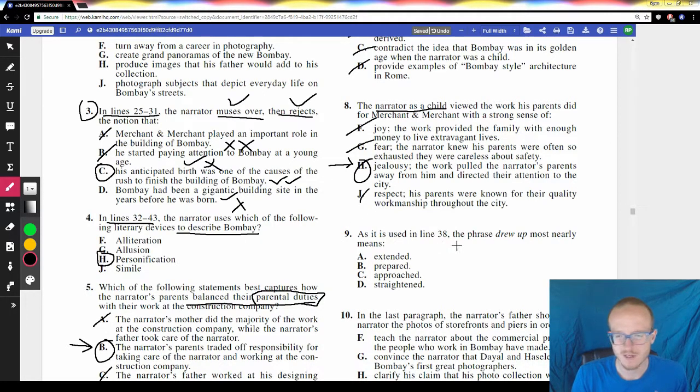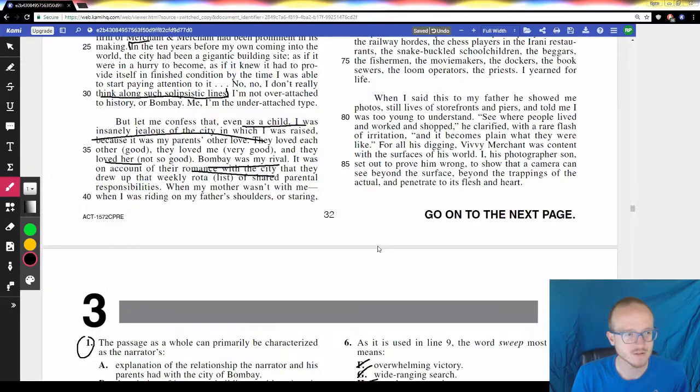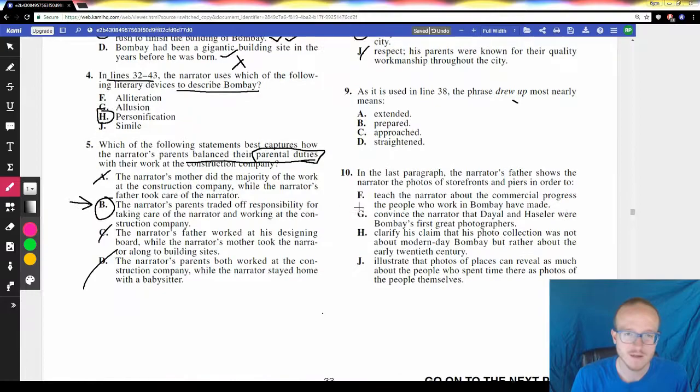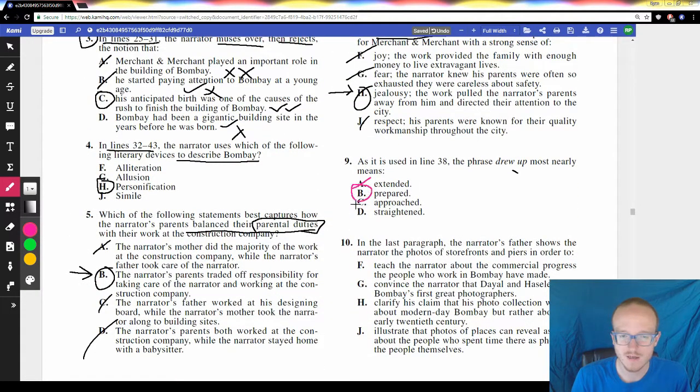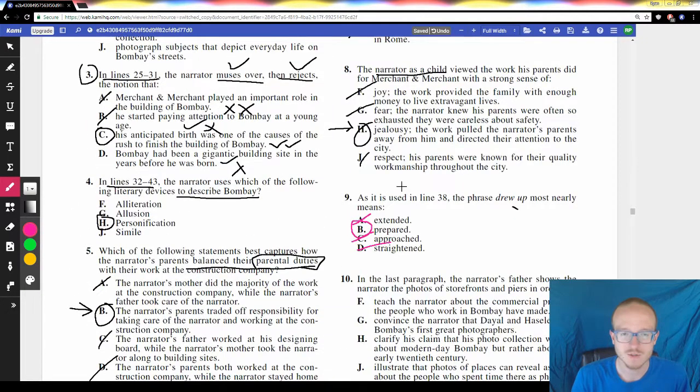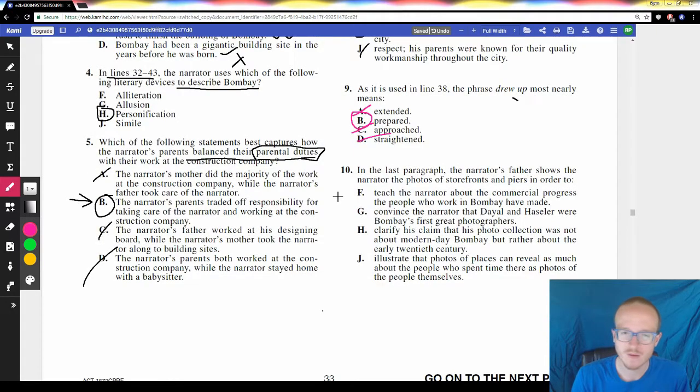As it's used in line 38, the phrase "drew up" most nearly means, okay, so drew up. There's going to be another vocab in context. Let's see 38. So they drew up that weekly rota, or list, of shared parental responsibilities. So here, this notion of drawing up means that they're basically writing it out, right? So not extended, prepared seems right, approach not straightened. I switched to pink just because it shows up a little bit better.